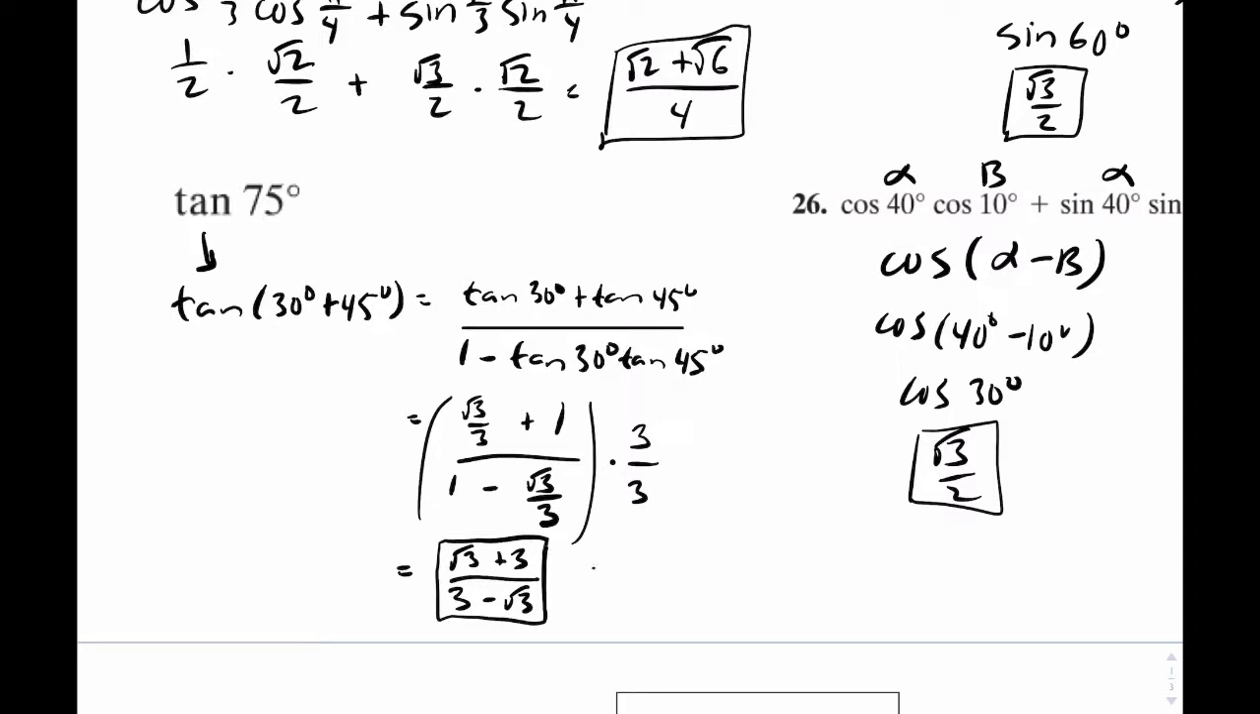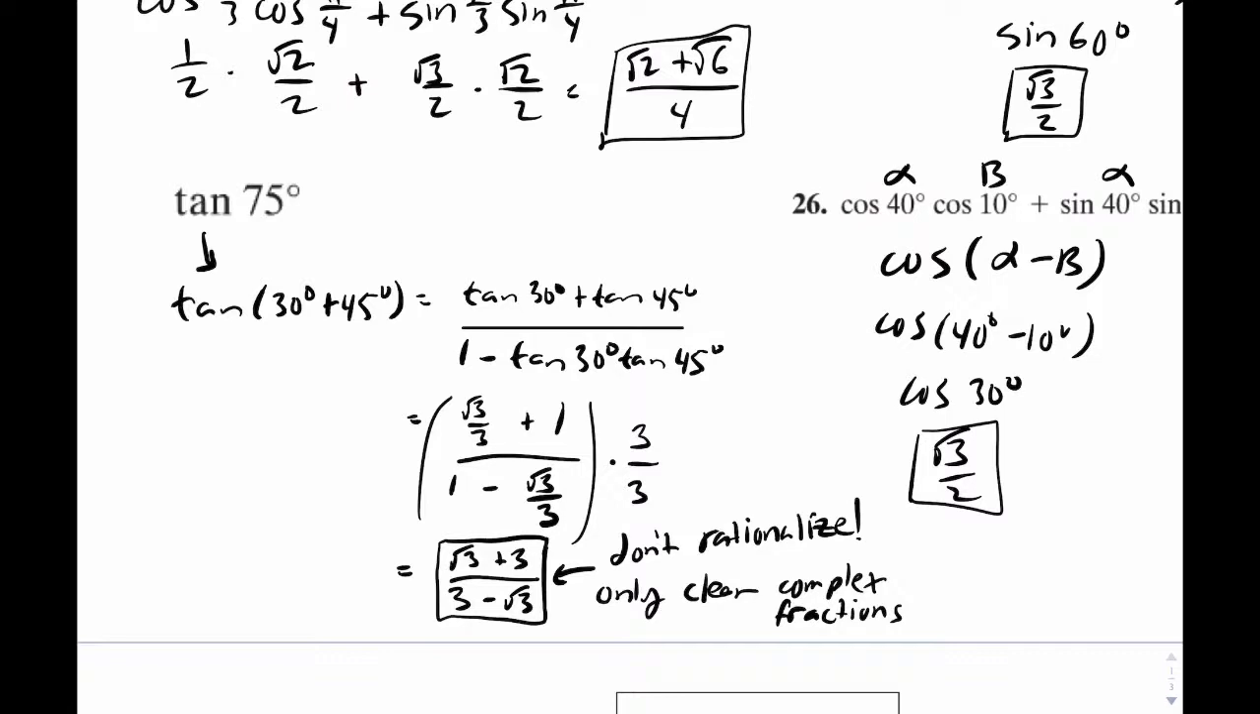We're going to stop there. So in your notes, make sure you write this. Don't rationalize. We're going to leave these alone like that. We're only going to clear complex fractions. On your homework, it's the same thing. The book will have you rationalize, but don't do that. For our class, I'll take that answer. That's perfectly fine. Okay, that's it. Good job.